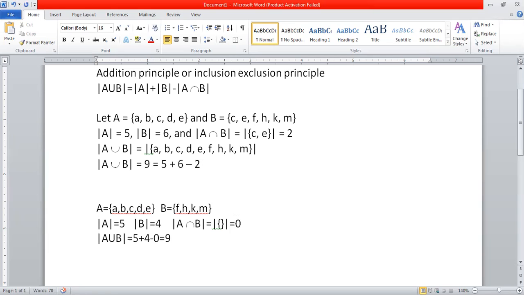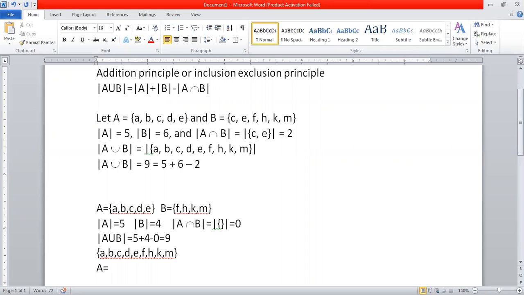So now let's find out A union B. A union B की value कितनी होगी? A, B, C, D, E, F, H, K, M. These are the elements which are there in A union B. Okay, A union B में ये पूरे number of elements रहेंगे. ठीक है? Now just write down this question and tell me the solution of this.